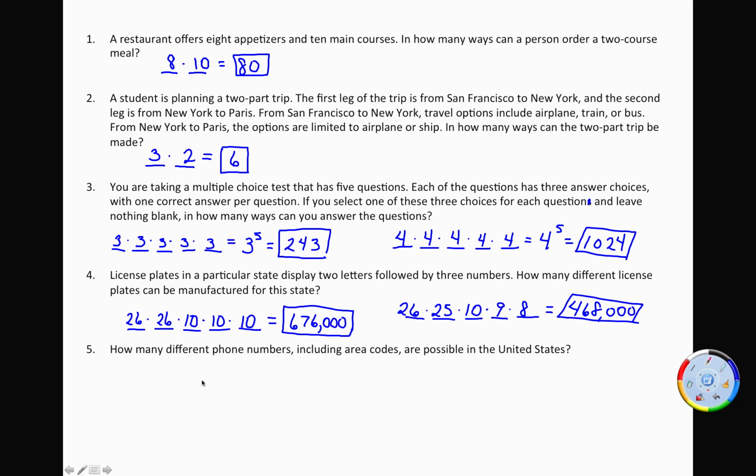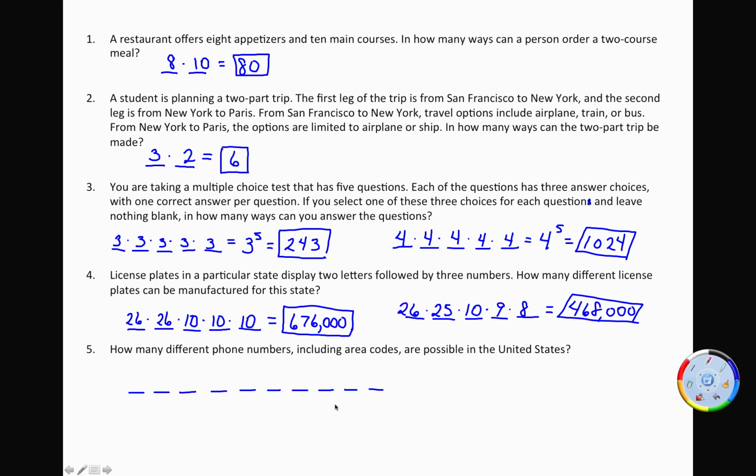How many different phone numbers, including area codes, are possible in the United States? What's the first thing you need to figure out? Exactly how many blanks there are. It says including area code, so we have a 3-digit area code, and then we have 3 digits for a prefix, followed by 4-digit numbers.